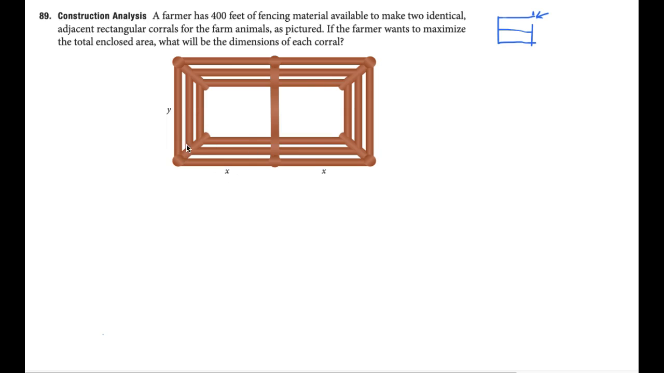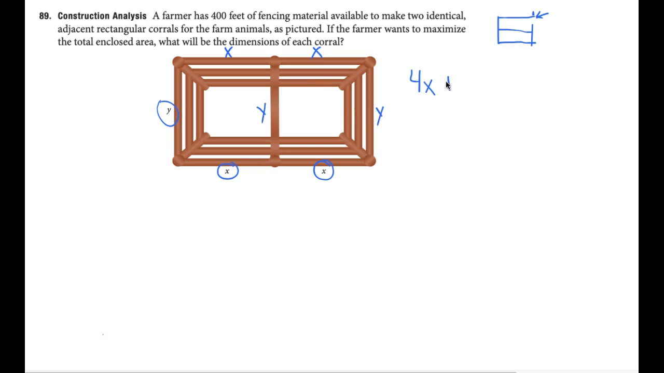Okay, so how many sections of x do we have and how many sections of y do we have? Well, we've got x here, and we've got x over here and over here. So we've got 4 panels of the size x. And then y, we've got this one, and then we've got y here, and we've got y here.